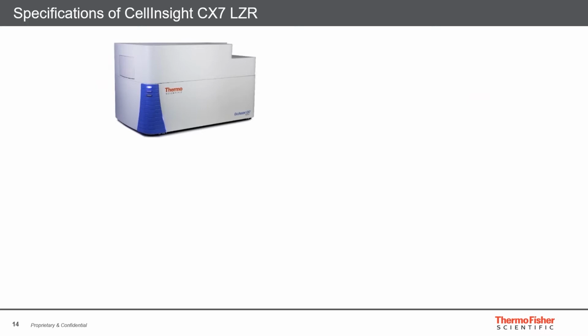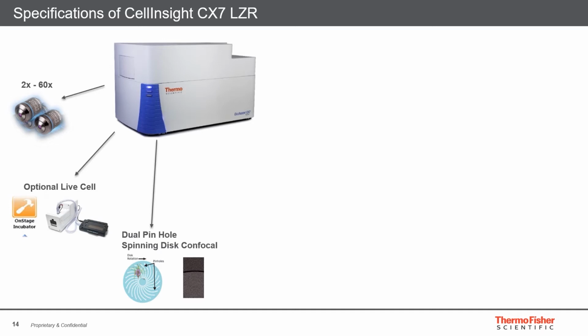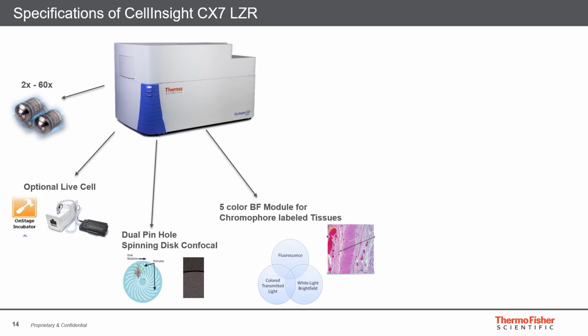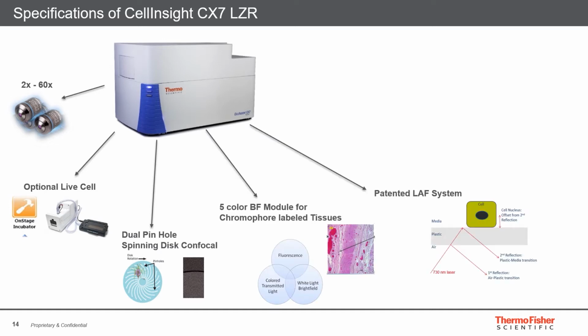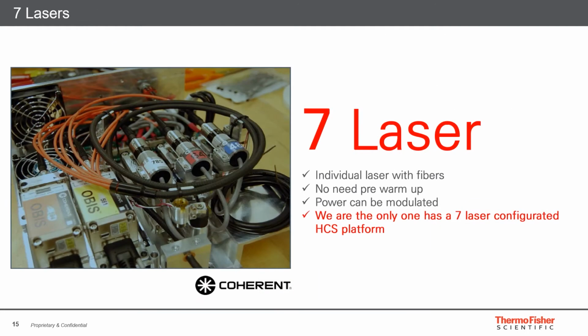This is the specification of CX7 laser. Maximum magnification is 60x objective, which means 600x magnification. We have an on-stage incubator for live cell imaging, a confocal module for imaging of thick samples, laser autofocus, a high resolution camera, and 7 lasers. From the next slide, I will go into more detail. Okay, first, laser. We have 7 lasers for excitation.